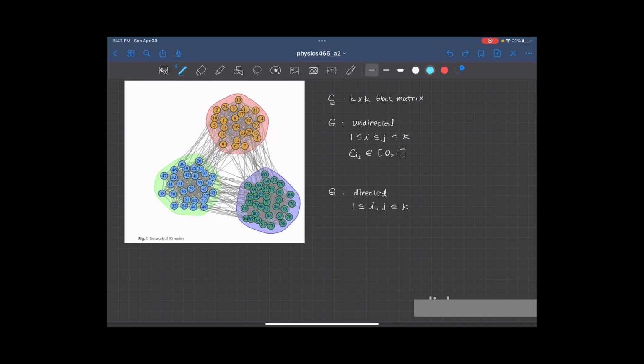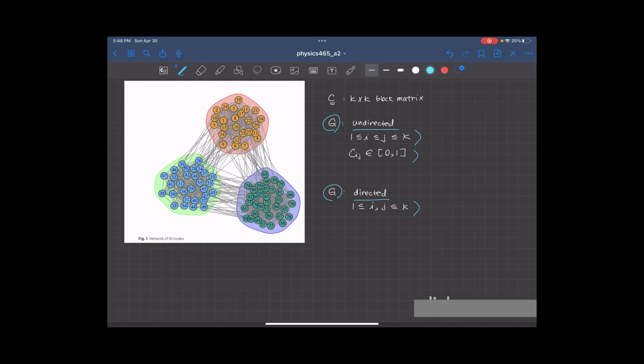In order to describe the generation of the edges of the graph G according to the groups the nodes belong to, we introduce a new notion of the matrix C, which is a K times K block matrix. If G is undirected, C_ij represents the probability of occurrence of an edge between a node in group i and a node in group j. Here, C is symmetric. If G is a directed graph, C_ij represents the probability of occurrence of a directed edge from a node in group i to a node in group j, and C need not be symmetric.